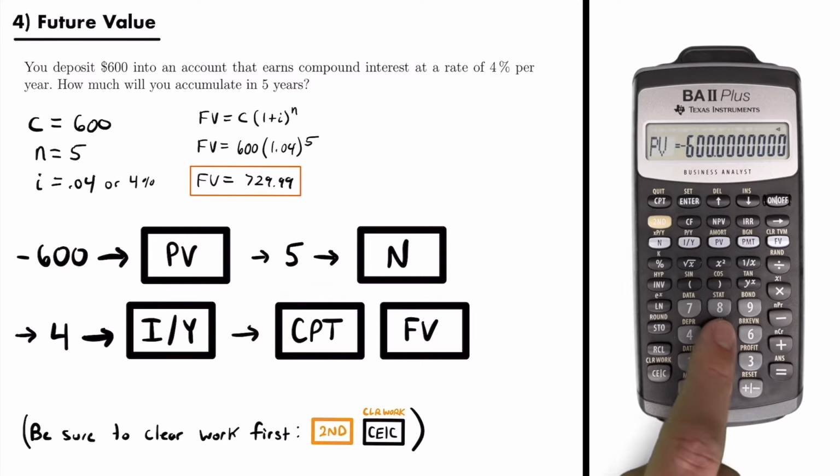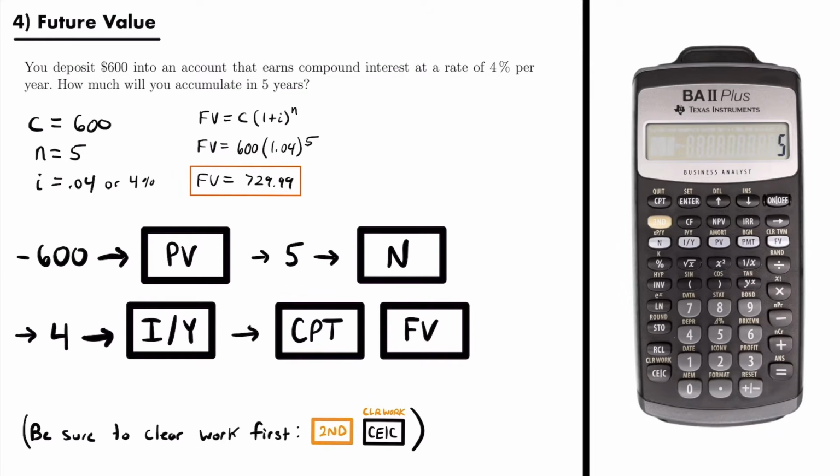We know that that is equal to 5, and so we put in 5 and then hit the N button. And so now N is equal to 5. And then our interest rate is 4%. And so be careful here. Your calculator is going to work in percentages, not decimals, at least when it comes to the I/Y button. And so in this case, we're not going to be plugging in 0.04. We're going to be using that 4% instead. And so I'll hit 4 and then I/Y, and that is our interest rate.